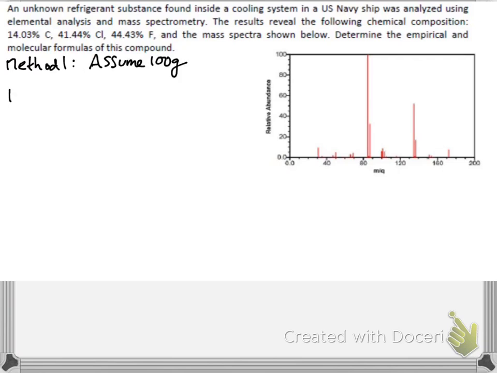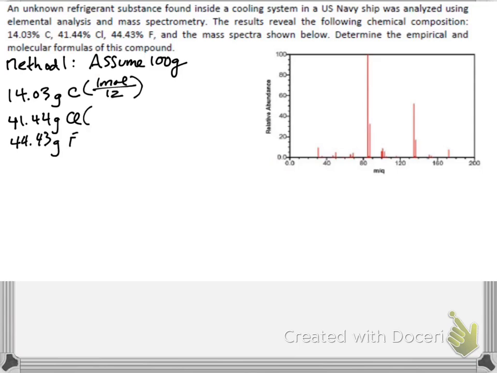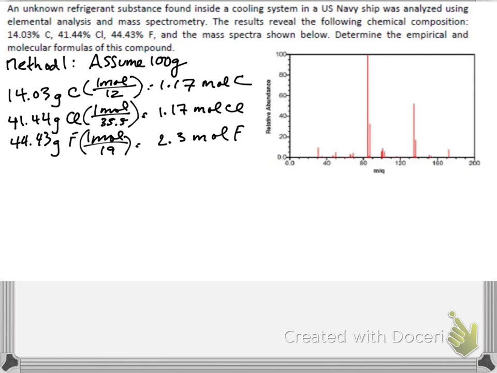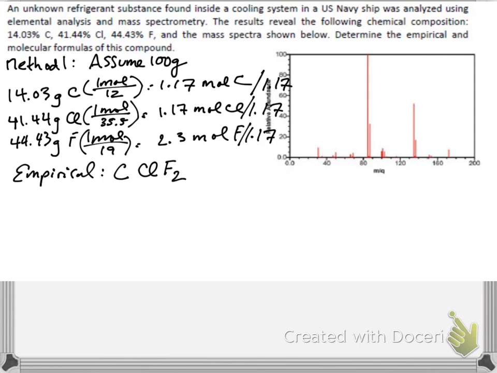So method 1, we assume 100 grams. And that gives us instantly the grams of each of the sample, which we then have to convert to moles, which we're going to do now. And this gives us what will be our molar ratio, because in any sample, there's going to be this kind of molar ratio inside the molecule. So when we divide by the lowest number here, we get the molar ratios of the empirical formula, which would be C1, Cl1, F2.